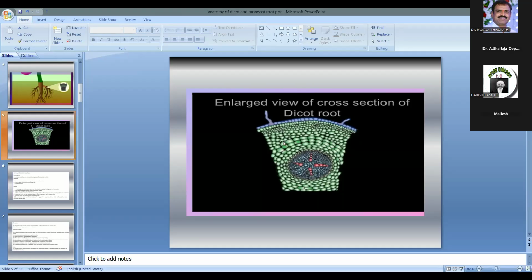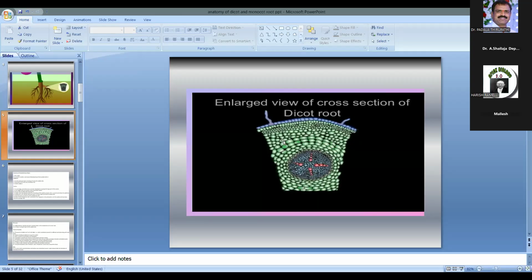It is well developed and it is with parenchymatous cells. Endodermis is distinct with Casparian thickenings. Already we discussed in yesterday's class what the Casparian strips or thickenings in the endodermis are. So pericycle is usually one layered and parenchymatous, and lateral roots arise from the pericycle and hence are endogenous in origin. Vascular bundles are separate and radial.